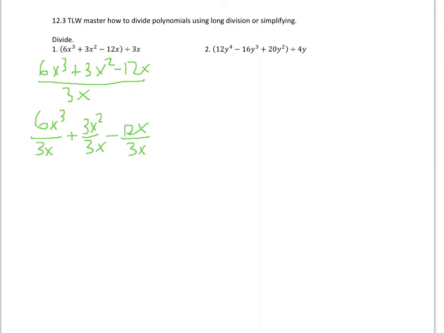So 6 divided by 3 is 2. X to the third divided by x squared. 3 divided by 3 is 1. X squared divided by x is x. 12 divided by 3 is 4. X divided by x, no, not x. X divided by x is 1, so it's gone. Okay? So that is it.